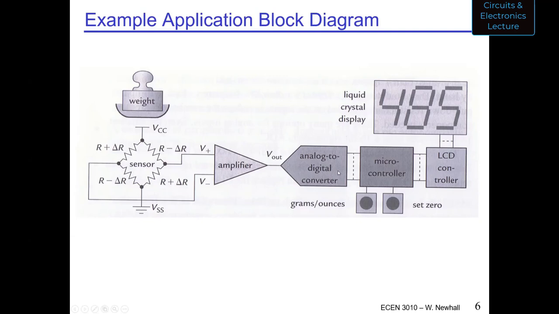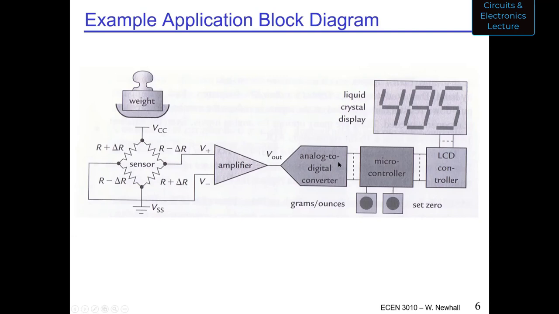And then you have an analog to digital converter. Let me skip over to this, to the right of the amplifier. The analog to digital converter converts, we talked about analog, an analog continuous voltage to a digital value that can be read by the microcontroller. Sometimes this is built into the microcontroller, and sometimes it's external to the microcontroller.